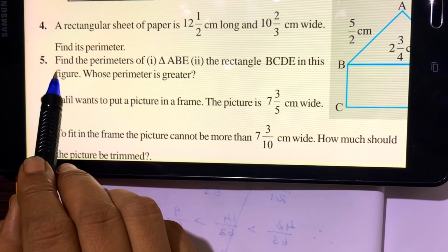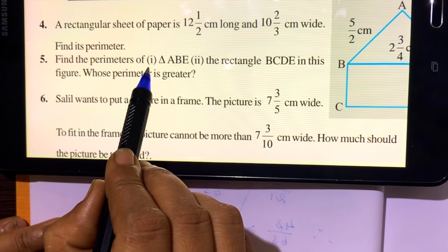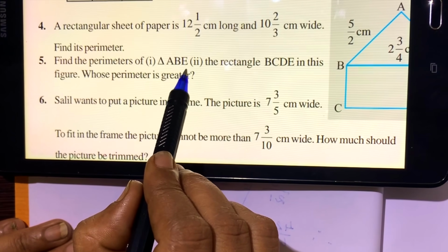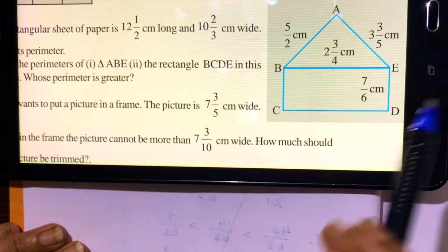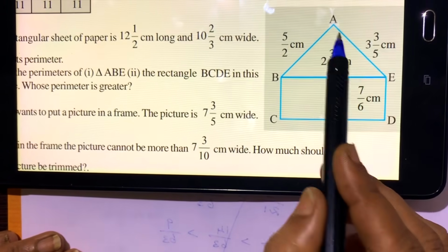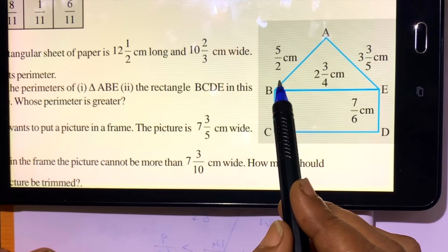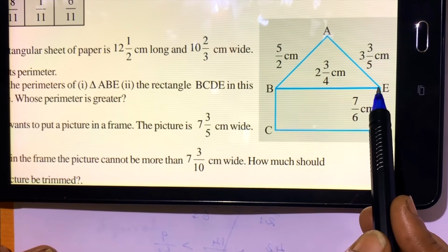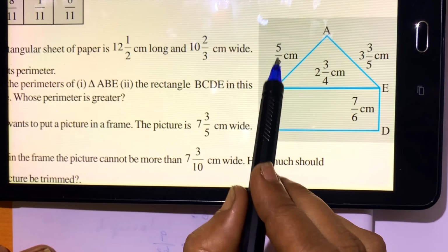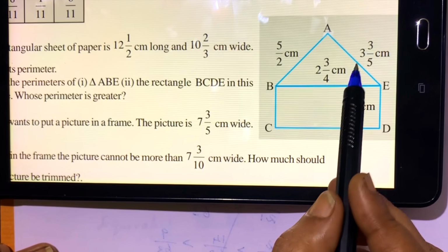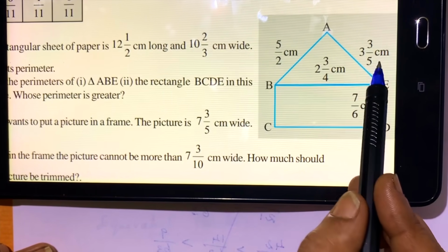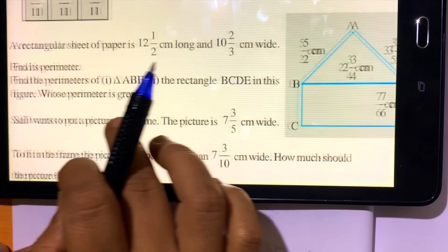Now fifth sum. Find the perimeters of the first one, triangle ABE. Here they have given the triangle ABE. Finding the perimeter means adding all the sides. You know very well. So you have to add 5 by 2, 2 3 by 4, 3 3 by 5 centimeters. Next one.